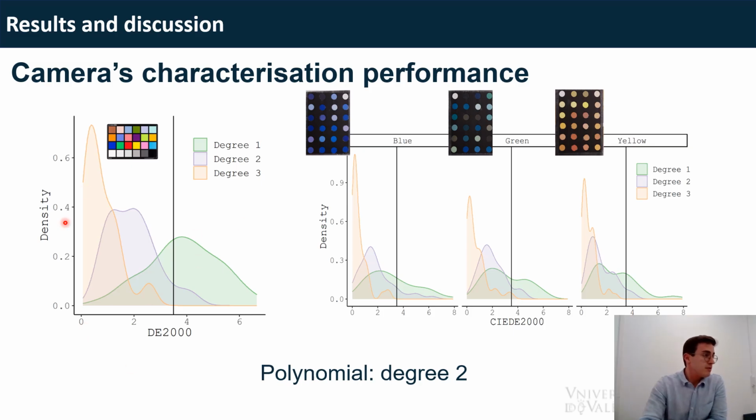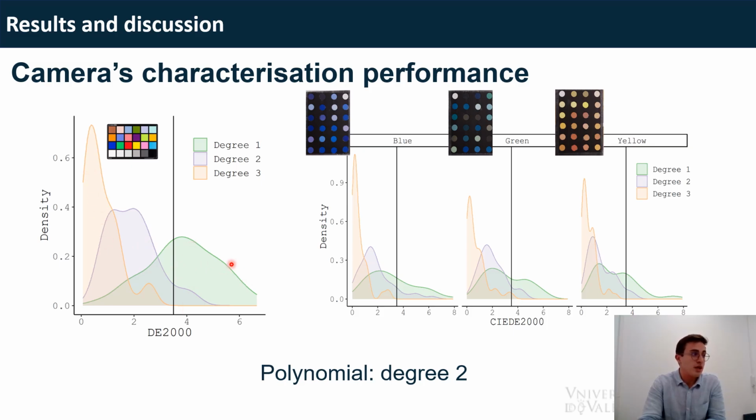So first of all, looking only at this graph, we can compare the three degrees. If you remember, I talked about a polynomial model that correlated RGB values with CLF descriptors. That polynomial model can have degree 1, degree 2, or degree 3. Of course, as we increase the degree of the polynomial, the complexity increases and the results improve.